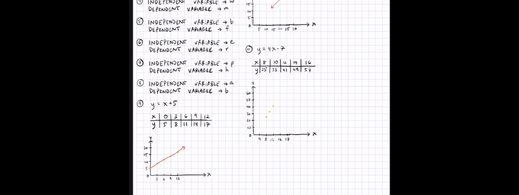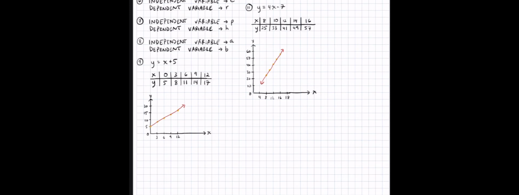Then 14 is between 12 and 16. That goes up to 49. That's right below 50. Something like that. And then 16 comma 57. 57's a little past the halfway mark between 50 and 60. And so if I draw a straight line here, again, not perfect, but approximate. If you have a ruler, great. You can make it a little bit more accurate, but this is what the linear equation would look like.